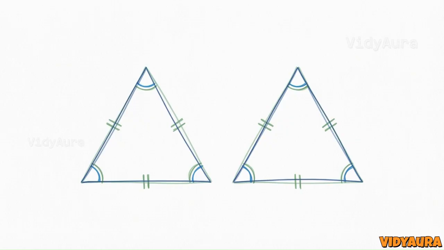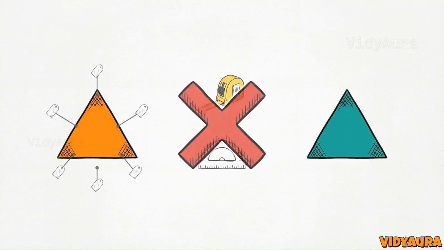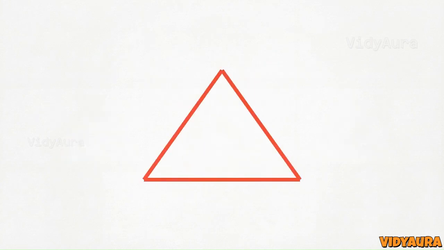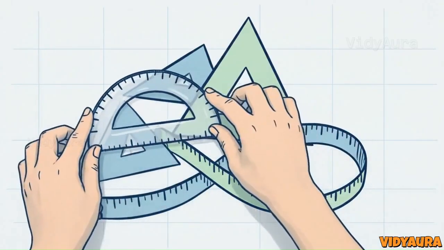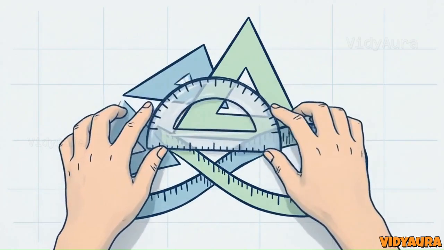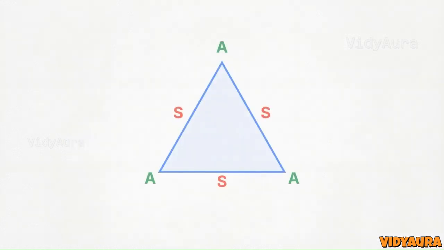Our objective is to learn how to prove two triangles are identical twins, and we are going to do it without having to measure every single side and every single angle. A standard triangle has 3 sides and 3 angles. Measuring all 6 of those components manually to check for a perfect match is slow and inefficient. Instead of checking everything, we use specific criteria. These are patterns that require only 3 measurements to confirm a full match.